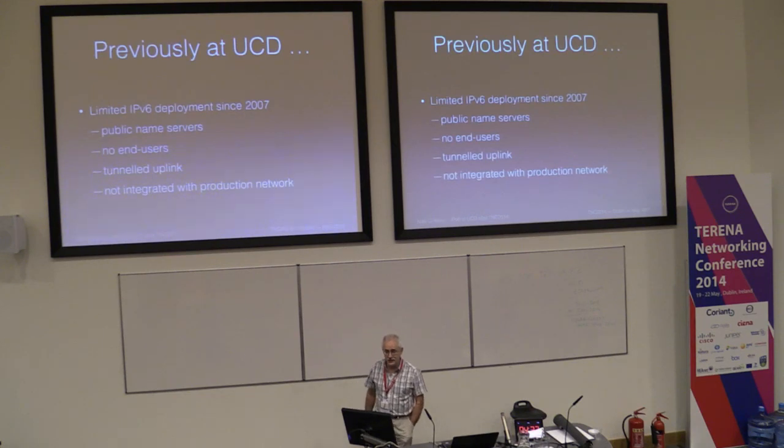I'm not going to waste time on that slide. Previously, we had done a little bit of IPv6. We got a couple of public name servers going. We had no end users except me and one of the colleagues. And we had a tunneled uplink to HGANet from the special project routers, and it wasn't integrated with the production network.